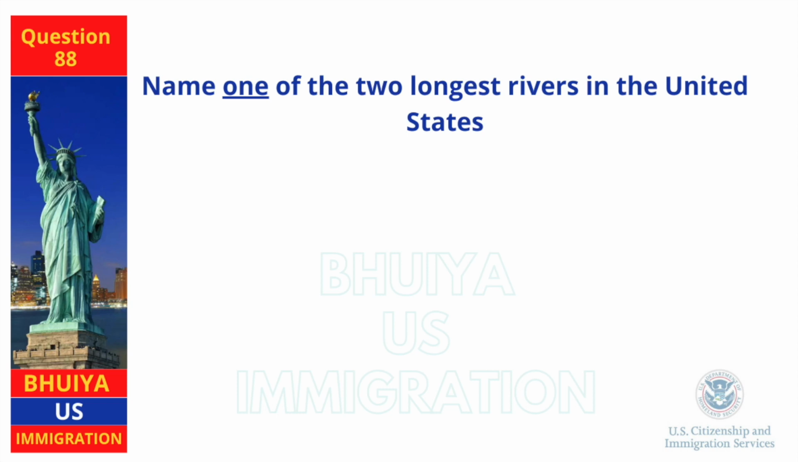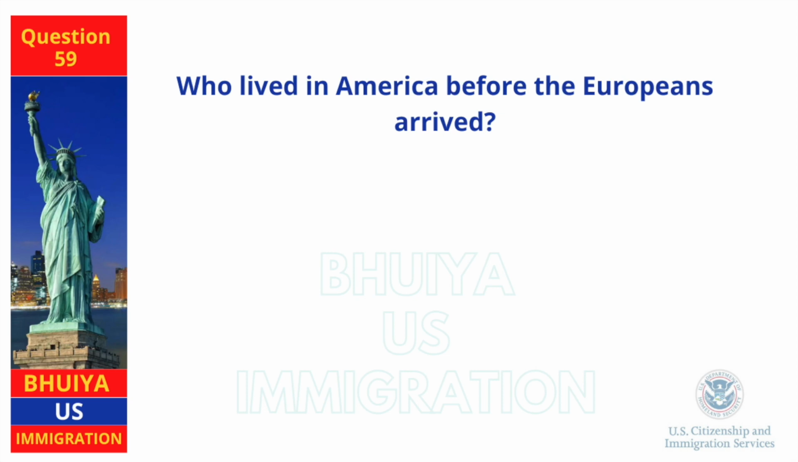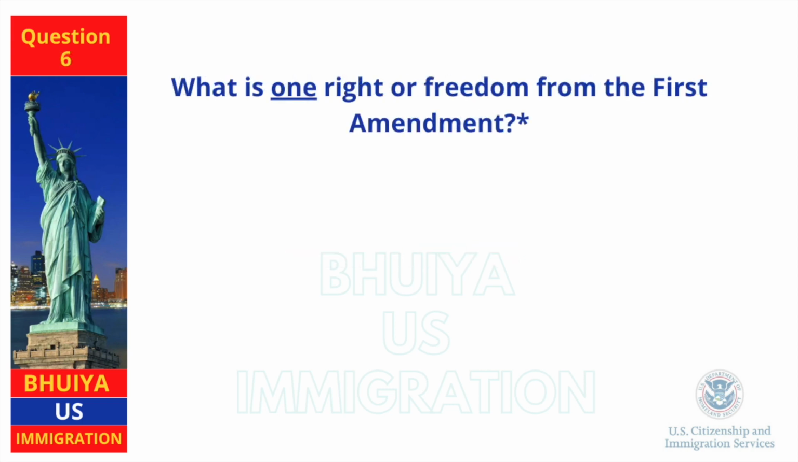Name one of the two longest rivers in the United States. Missouri River. Who lived in America before the Europeans arrived? American Indians. What is one right or freedom from the First Amendment? Speech.